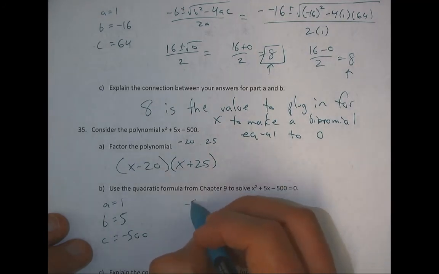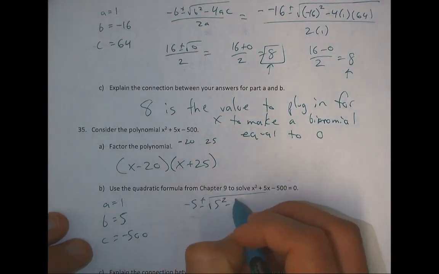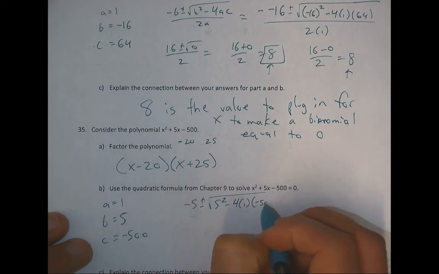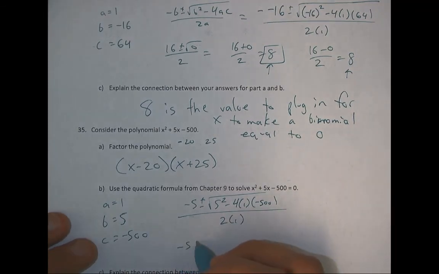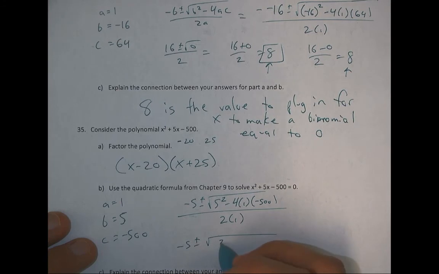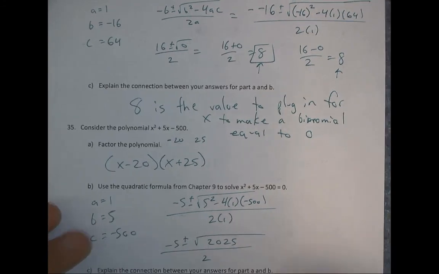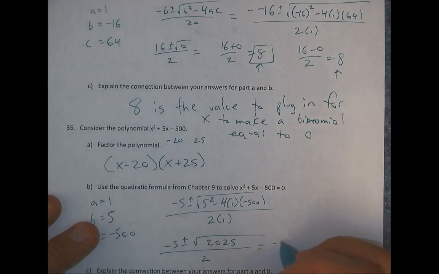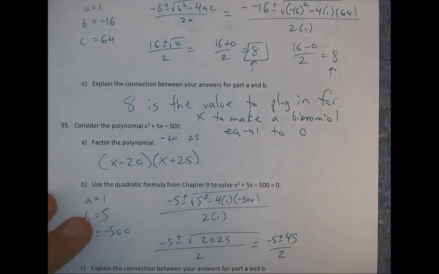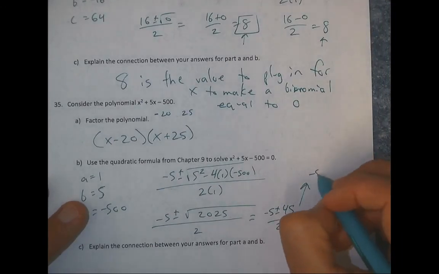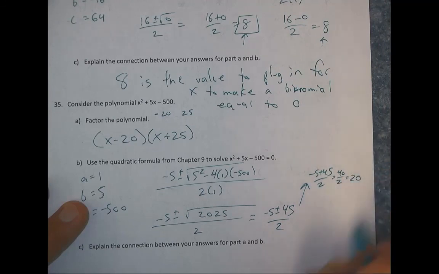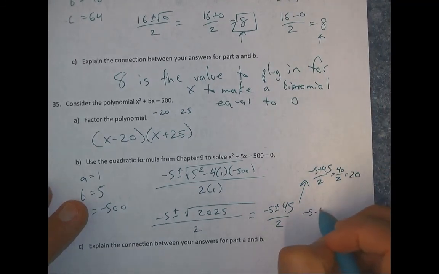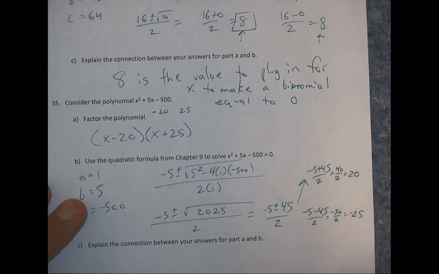So negative b is negative 5 plus or minus b squared, which is 5 squared, minus 4 times a, which is 1, times c, which is negative 500, over 2 times 1. When you complete this, you get 2025 under here over 2. Well, the square root of that is 45. So you have negative 5 plus or minus 45 over 2. You're going to split that 2 ways. So this is 40 over 2, which is your 20. And negative 5 minus 45 over 2 is negative 50 over 2, negative 25.